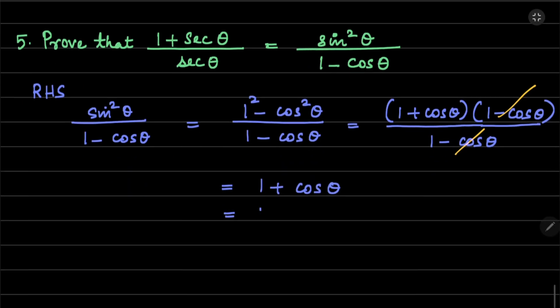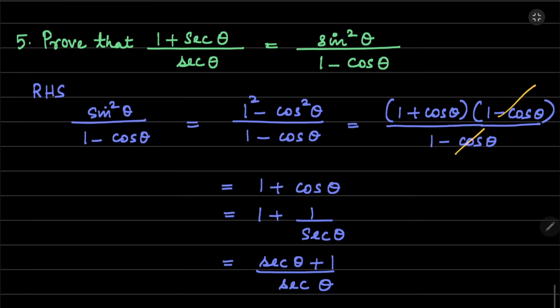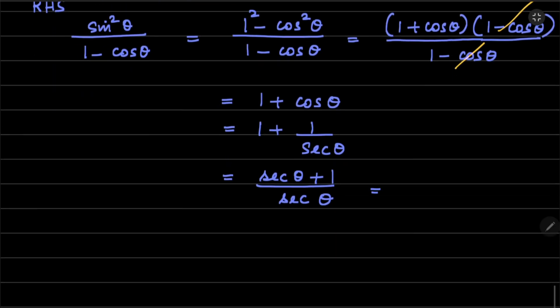And what is cos theta equal to? It is 1 by secant theta. Take the LCM. So what do you get? Secant theta plus 1 divided by secant theta, and that is what is your LHS. See, 1 plus secant by secant. This is your LHS, hence proved.